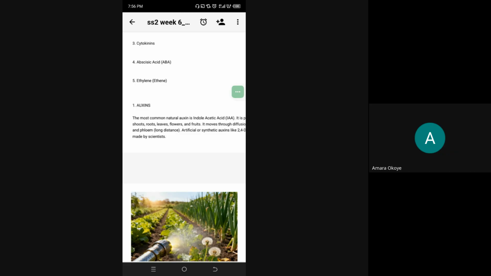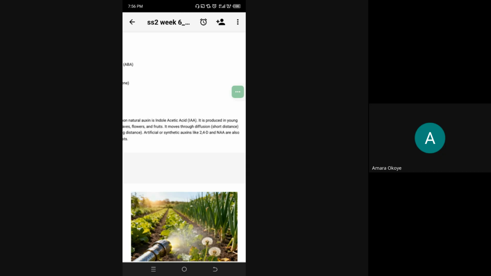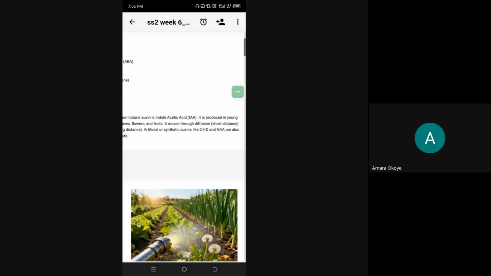Okay. Artificial or synthetic auxins. We also have artificial. If you don't call it artificial, you call it synthetic auxins. That means they are made by the ideas of man. They are not naturally made. So one of them is 2,4-D. 2,4-D means 2,4-dichlorophenoxyacetic acid.